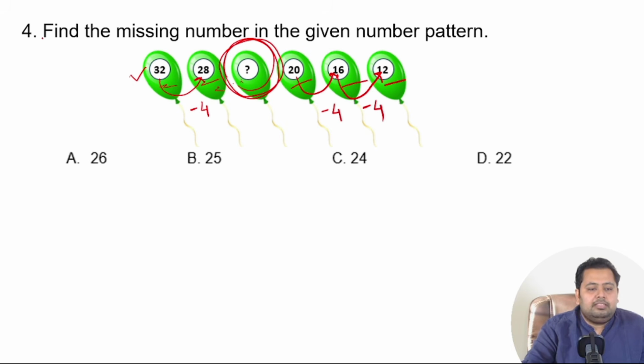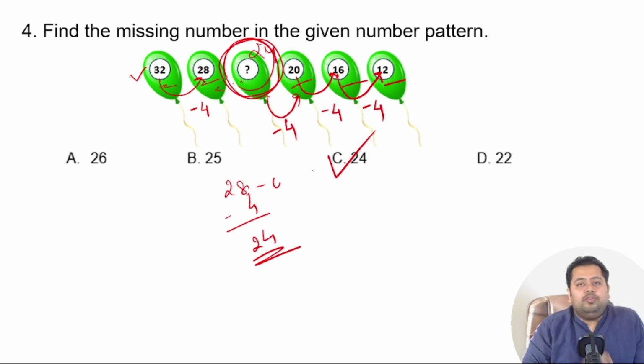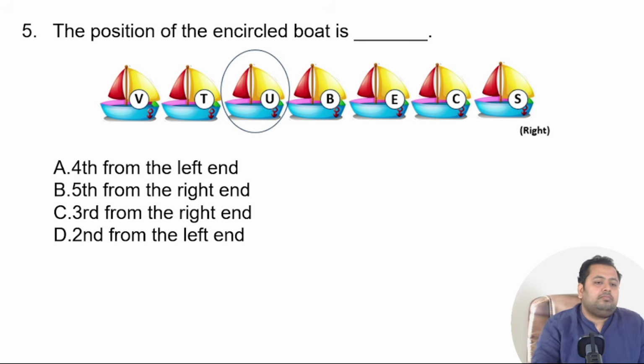So the next number would be 28 minus 4. If I do 28 minus 4, this becomes 4, this becomes 2, so it is 24. Now again 24 minus 4, if I test it out, 24 minus 4 is 20. So we are correct. So overall the answer is C. If you have got it correct, give yourself a star, and we move to the next question.